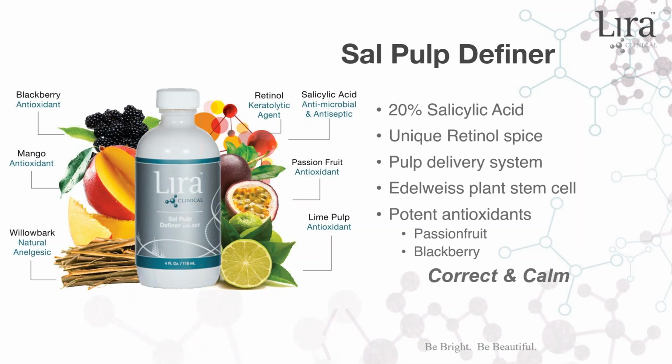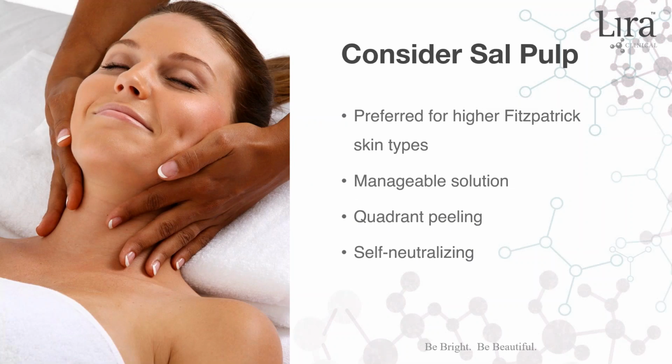So when you look at using Sal Pulp Definer, some of the things that you want to consider, yes, this is definitely my go-to solution. When you're looking at Sal Pulp, this solution is preferred for your higher Fitzpatrick skin types. Of course, you are still using a salicylic acid peel. So in that sense, ideally your clients of a Fitzpatrick 4 and above should be using their Pro Light Serum a minimum of 2 weeks prior to initiating a straight Sal Pulp solution treatment.